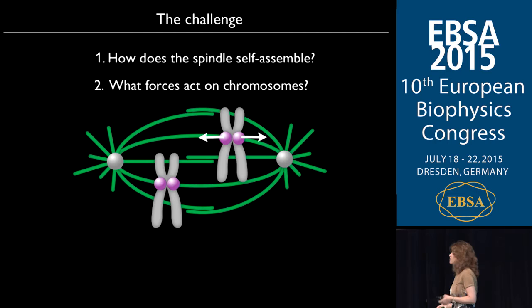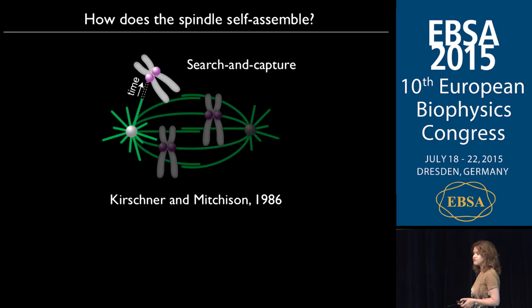So let us start with the self-assembly of the spindle. So how does the spindle self-assemble? Well, for the spindle to self-assemble, one of the most important processes is that the microtubules, which grow from the spindle pole, somehow capture the chromosomes, because chromosomes have to be integrated into the spindle.